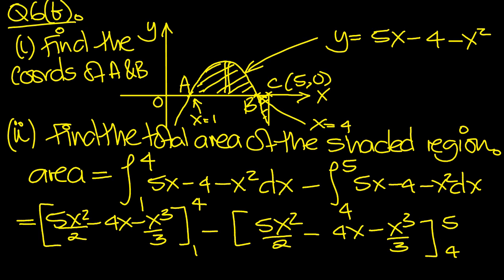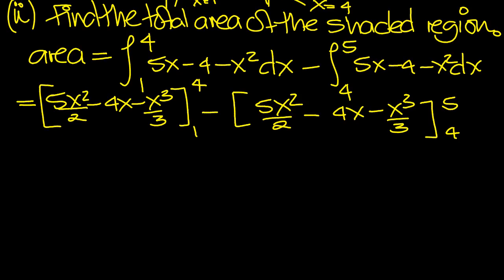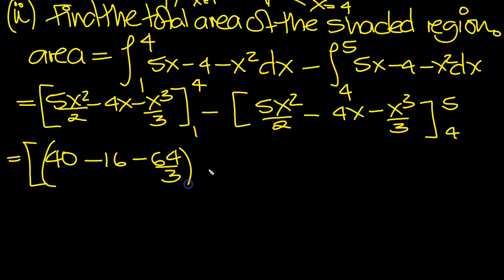So we need to work out all these constituent parts, so let's turn our attention to this now. So the top value, so it's 5 times 4 squared, 16 over 2 is 8, 5 8s are 40. When you put 4 in here, 5 16s are 80, over 2 is 40, minus 4 4s are 16, minus 4 cubed is 64. That's the top value. Take the bottom value, put 1 in then, 5 over 2, minus 4, minus 1 cubed is just 1 over 3.